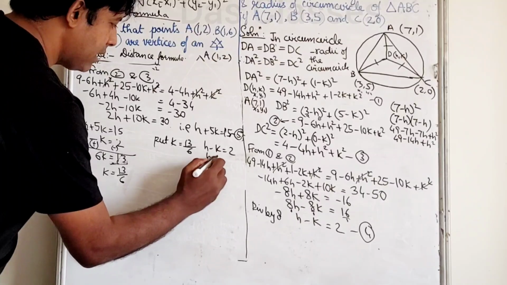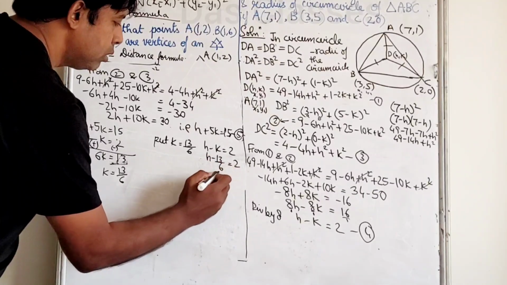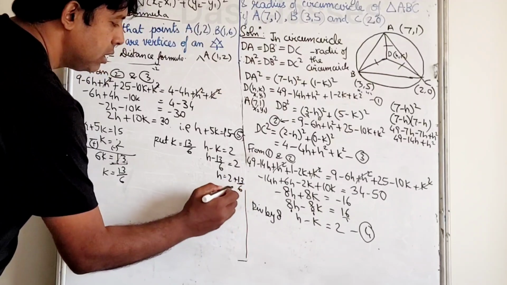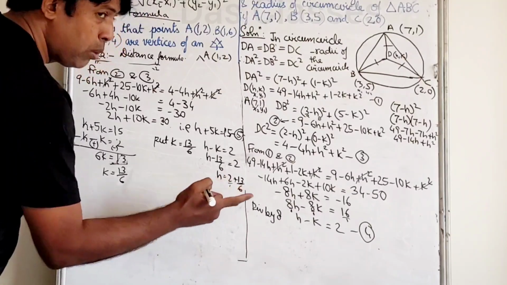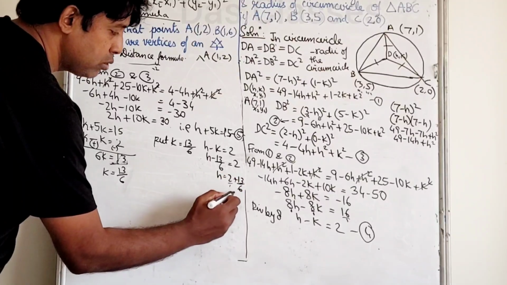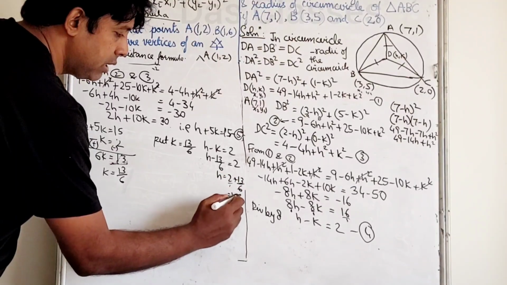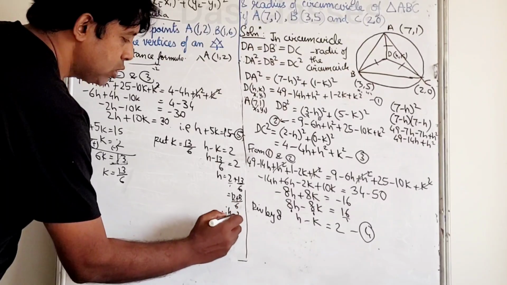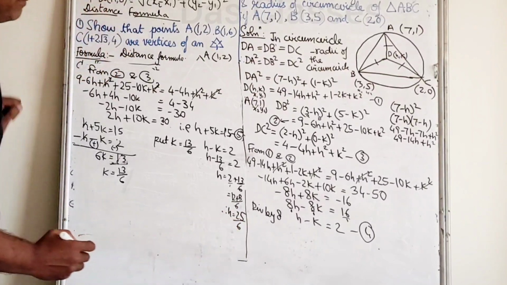So h minus 13 upon 6 is equal to 2. So h would be 2, it goes to the other side, 13 upon 6. So cross multiply, nothing is there. So don't write it as 2 plus 13 is 15, because this is a number, this is a fraction. So you solve it, 12 plus 13 upon 6. So therefore h, you will get it as 25 upon 6.